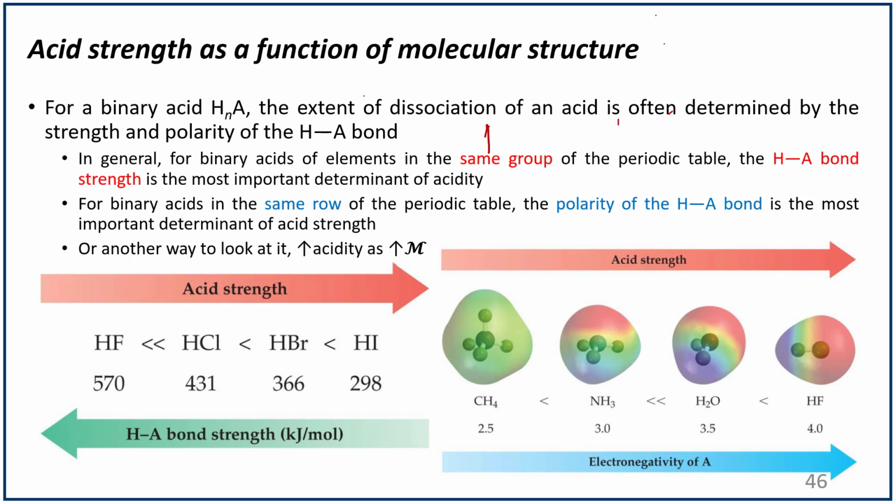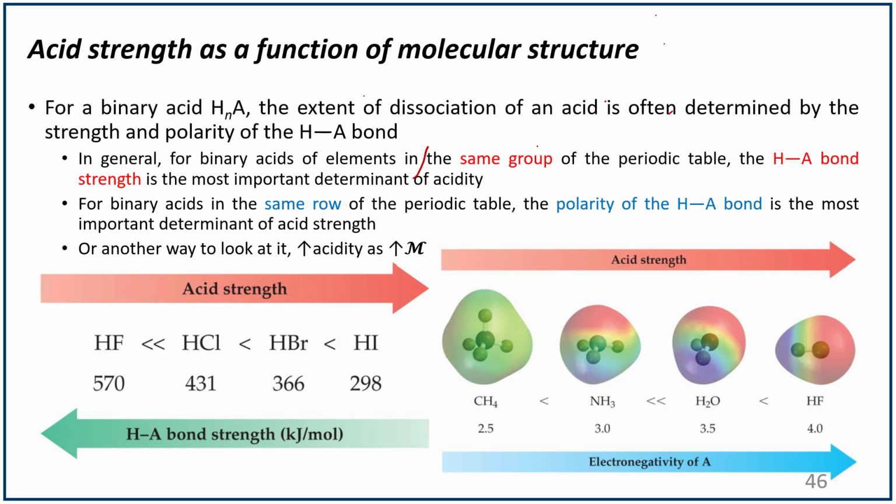Group, remember, is going up or down, top to bottom or bottom to top, of the periodic table. And then same row means you're going left to right or right to left of the periodic table. Okay, for binary acids of the same group, again, top to bottom or bottom to top of the periodic table, the rule is that the weaker the HA bond is, then the stronger the acid is.